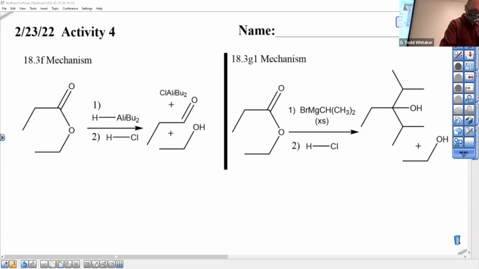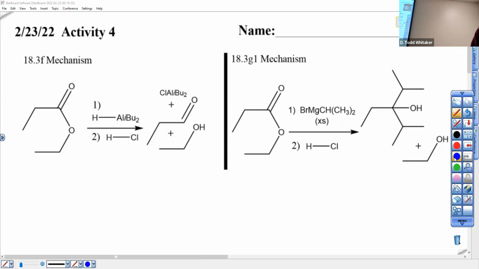Continuing our chapter 18 mechanism discovery, we have esters reacting in both of these. And we have a new guy, as it's aluminum that only has 3 bonds. Here he is. H bonded to aluminum, bonded to 1, 2, 3 with a V, 1, 2, 3 with a V. What's 1, 2, 3 with a V?